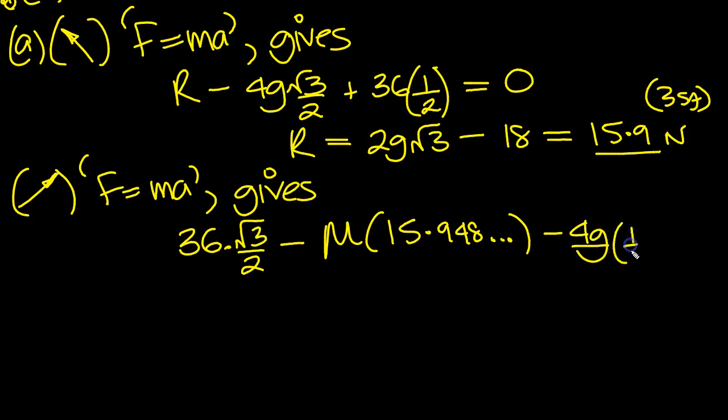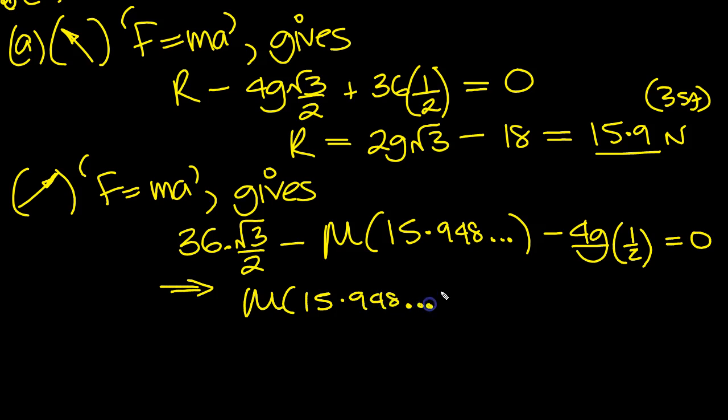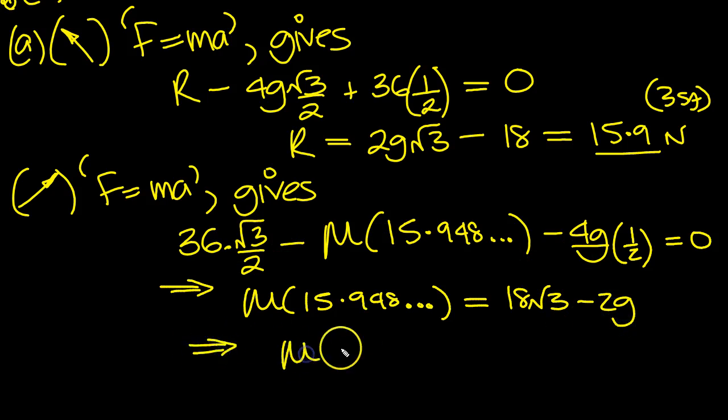So it's 4g times a half. These are the forces then, equals 0. So we should be able to get mu now. Let's move mu over there. Mu times the 15.948 is equal to, so I've moved this over the other side of the equals, and it's going to be 18 root 3 here minus 2g. So mu is equal to 18 root 3 minus 2g over this 15.948.